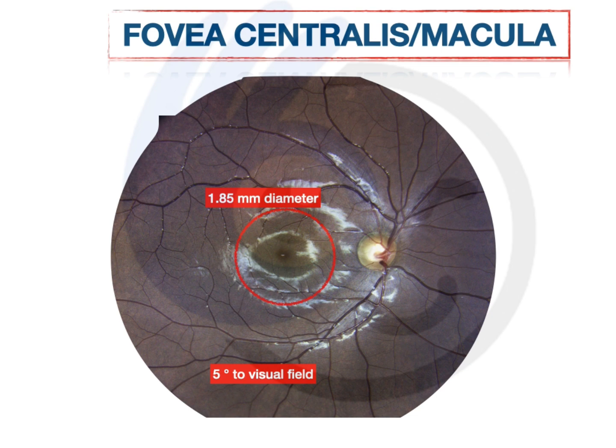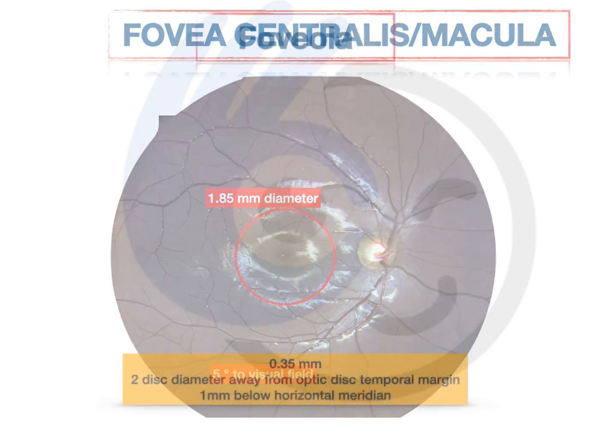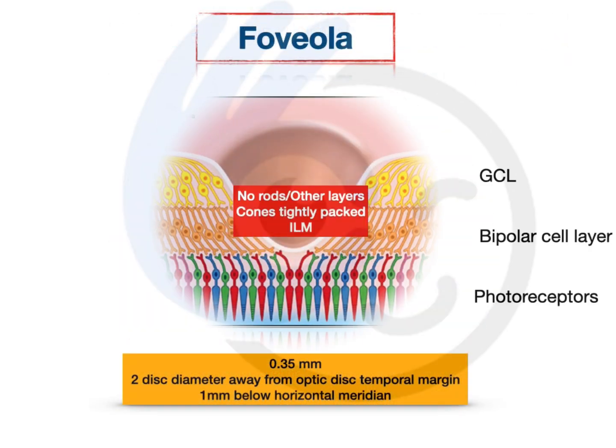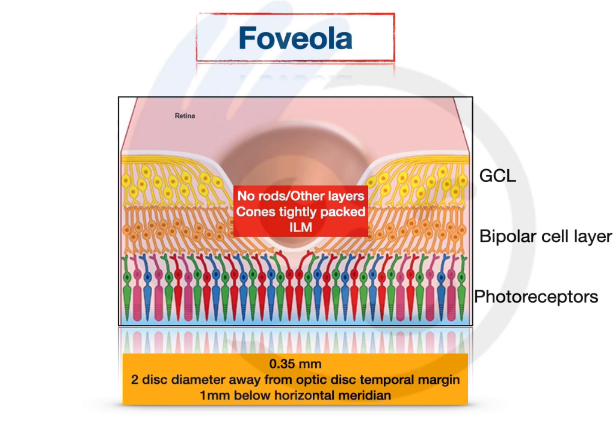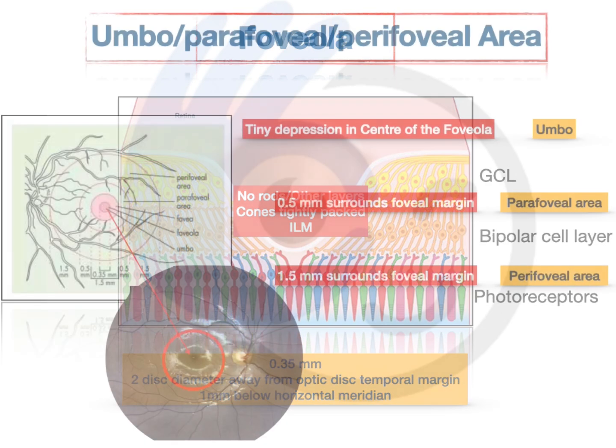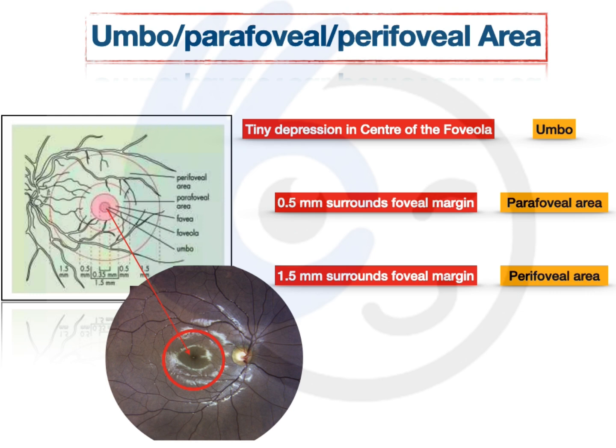So another important landmark of the retina is the macula. It is around 1.85 millimeter in diameter. In the center part of the macula we have a depression called the fovea. In this layer only cones with the overlying internal limiting membrane are there. The other layers are absent. In the center of this fovea there is a tiny depression called the umbo, that corresponds to the foveal reflex. 0.5 millimeter around this foveal region corresponds to the parafoveal area, and 1.5 millimeter around this corresponds to the perifoveal area.